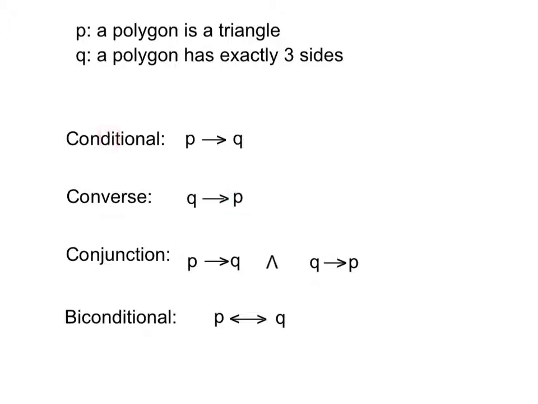So because both of these are true, we can put it into a conjunction. If a polygon is a triangle, then it has exactly three sides, and if a polygon has exactly three sides, then it is a triangle. Instead of saying that big mess, these two conditional statements together as a conjunction, we just turn it into a biconditional. A polygon is a triangle if and only if it has exactly three sides. Ta-da! Biconditionals.